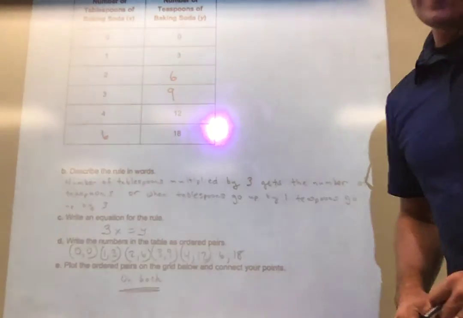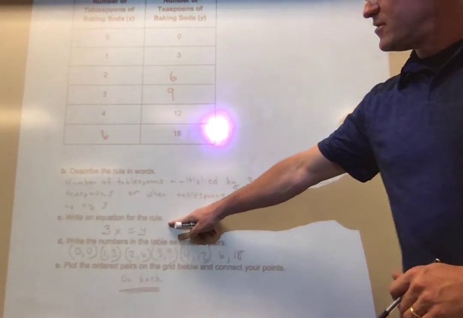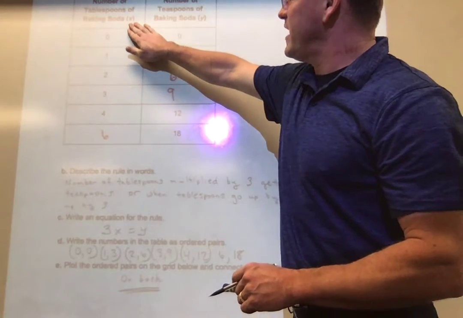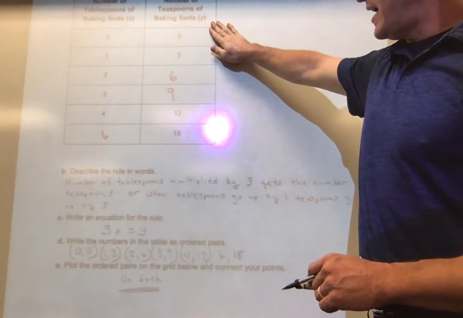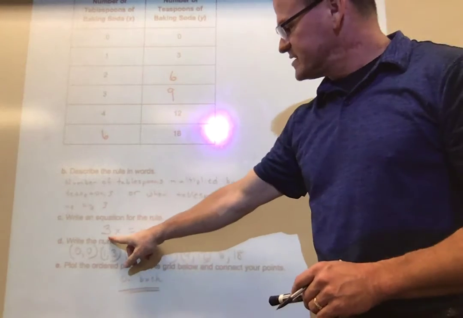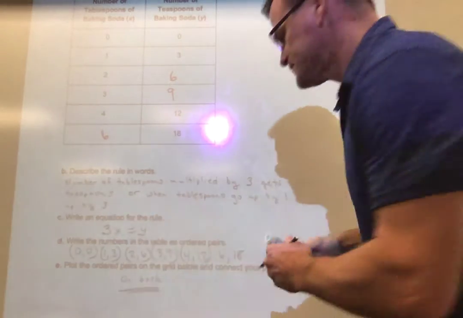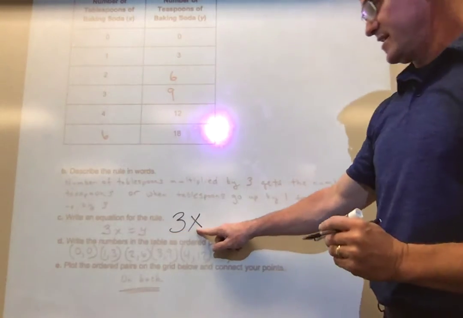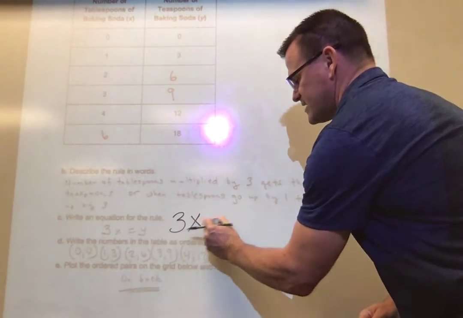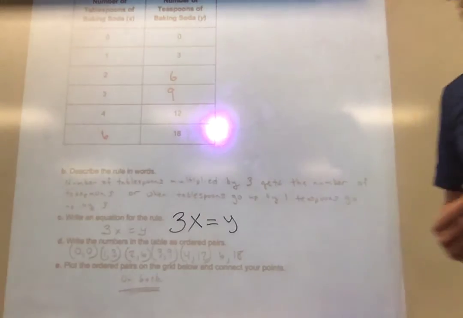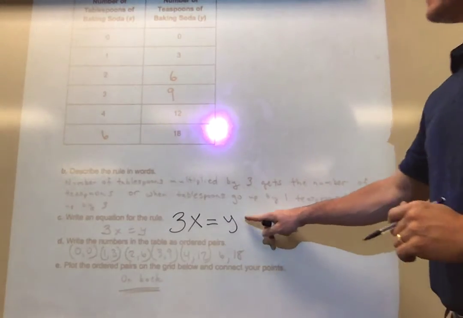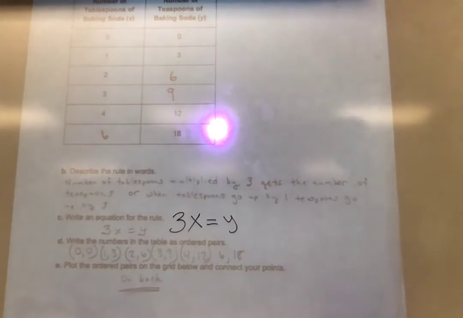So we have to write that into an equation. So write an equation for the rule. Again, when we're doing this, we're trying to find what do I do to x to get it to y. And again, we tripled. So we can just take 3 times x. Again, you can't see that very well. 3 times x. I don't need a times sign because it looks like an x. So we say 3x equals y. All we're doing is tripling that, and it equals y. And that's the main thing. We're trying to find that equation or that rule for what's going on.